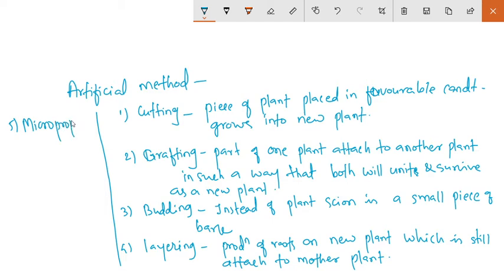Micro propagation. Micro propagation is also known as tissue culture.